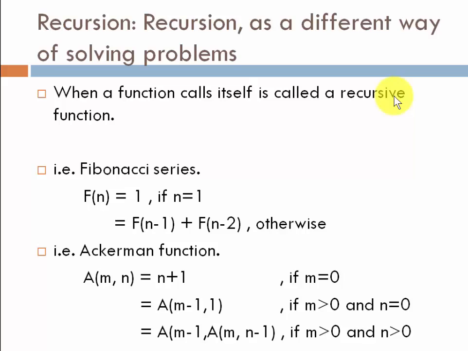When a function calls itself, it is referred to as a recursive function. Here you can see two examples representing a recursive definition. First is the Fibonacci series, second is the Ackermann function. In the Fibonacci series you can see there are two conditions for recursion, and in the Ackermann function there are three conditions.